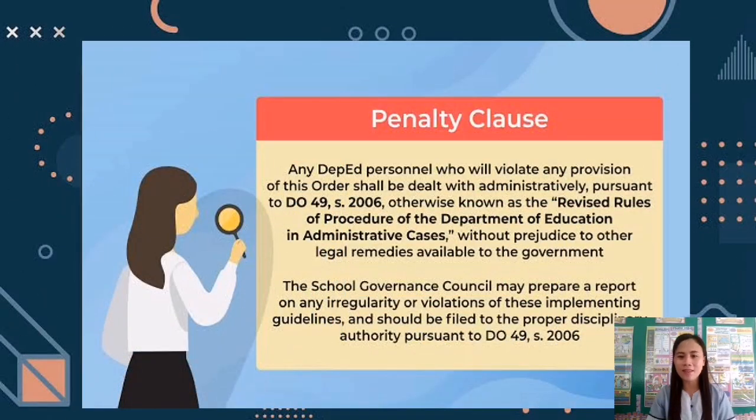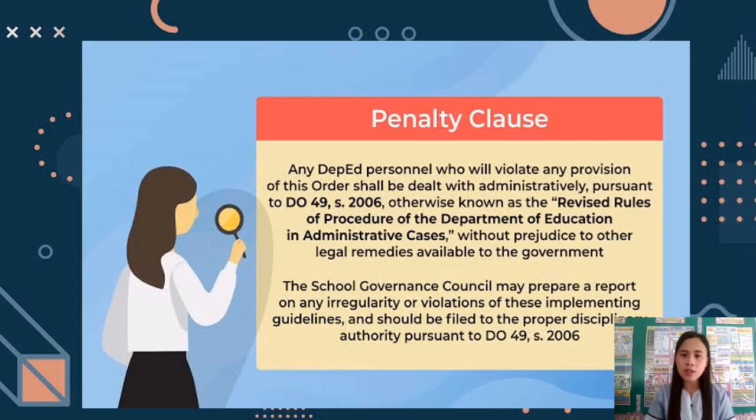So what is the penalty clause? Any DepEd personnel who will violate any provision of this order shall be dealt with administratively pursuant to Department Order number 49, series of 2006, otherwise known as the Revised Rules of Procedure of the Department of Education in administrative cases, without prejudice to other legal remedies available to the government.